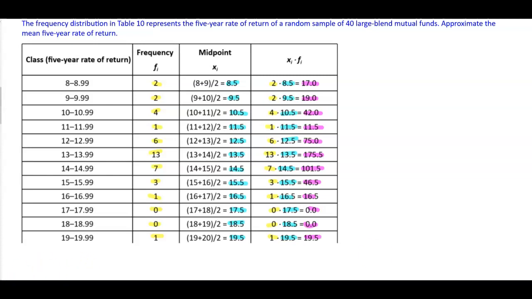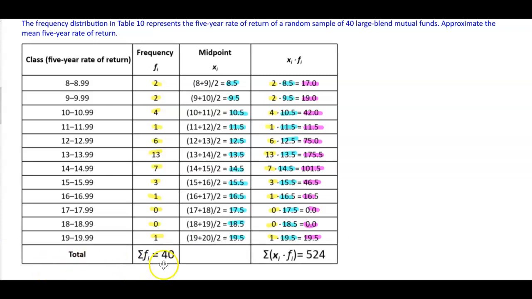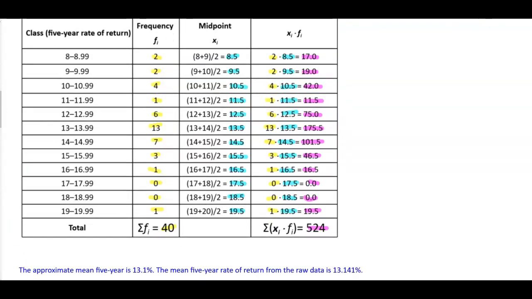Okay, so what do we do next? Well, we got to find some totals, okay? So the totals, we're going to add up all the frequencies. So when we add up all the frequencies, we're going to get 40, okay? And then when we add up the total of the last column, which is the midpoint times the frequency, then we get 524.